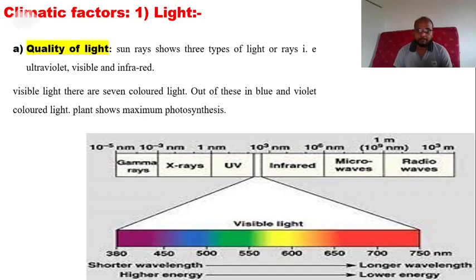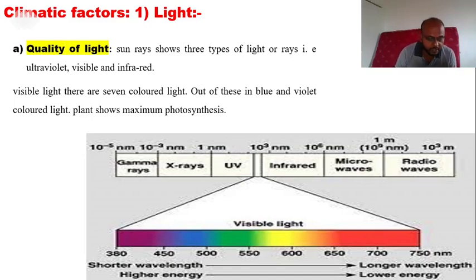That means the plant has the capacity to fix only visible light, not ultraviolet light and not infrared light. That means the light which is visible to the human eye is very important for photosynthesis. In visible light there are also seven colored lights, and they are not equally important. The blue and violet colored light show the maximum photosynthesis of the plant.